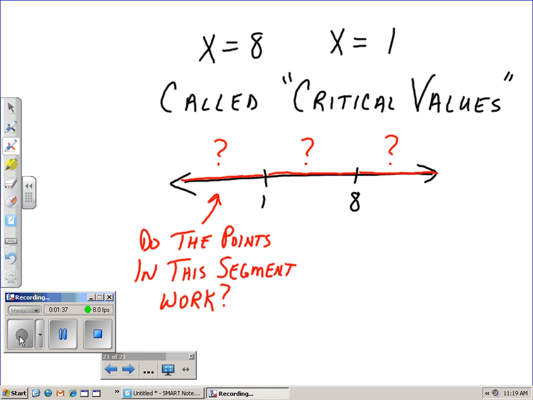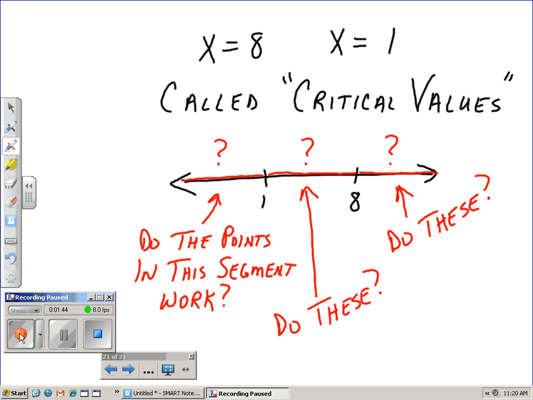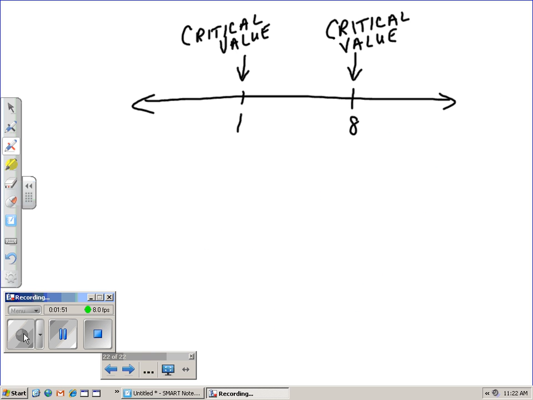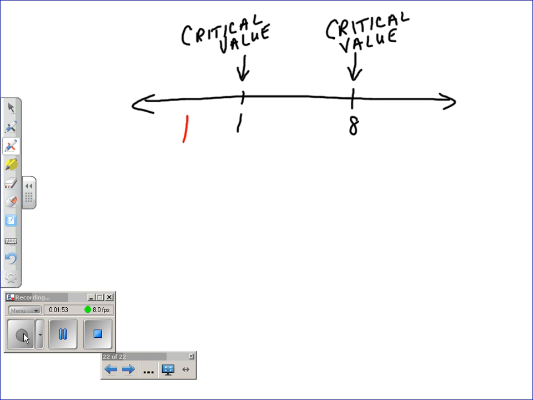So we're asking ourselves 3 questions. We're saying, do the points in this left segment work? Do the points in the middle segment work? And do the points in the right segment work? All right, the way we're going to find out which points work is we're going to test a point in each section.